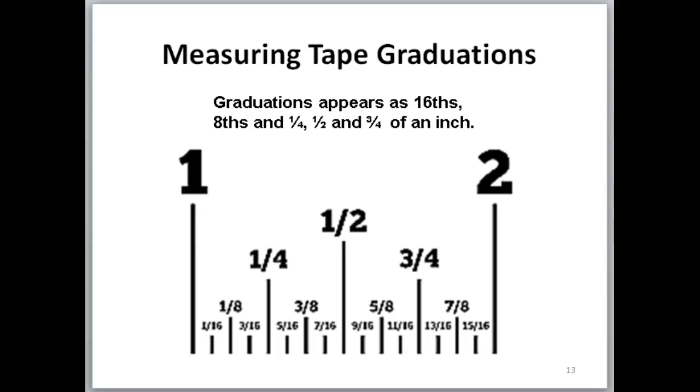We have the inches as the bold largest numbers, 1 inch to 2 inch. We have the secondary graduation in quarters, half, and 3/4, followed by graduation in eighths of an inch, from 1/8 all the way to 7/8. And then we have graduation in 16ths of an inch, from 1/16 all the way to 15/16 or 16/16, which is equivalent to a whole inch.